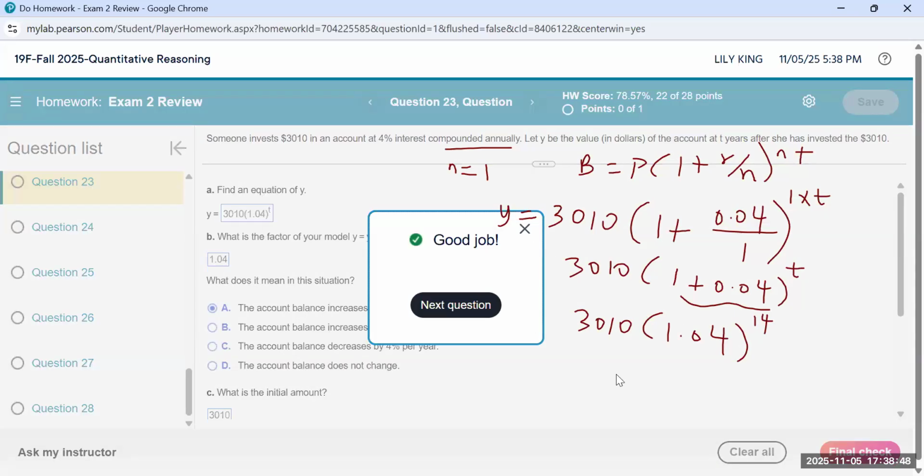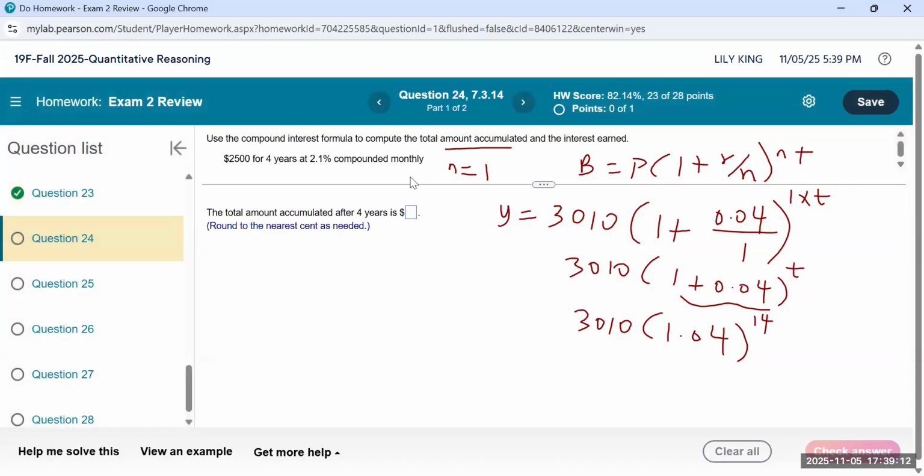So Pearson wants us to simplify it as much as possible. So don't be like me. Make sure you simplify whatever you have in the parentheses. So you put 1.04 instead of typing it like we had at the beginning. All right, next question.